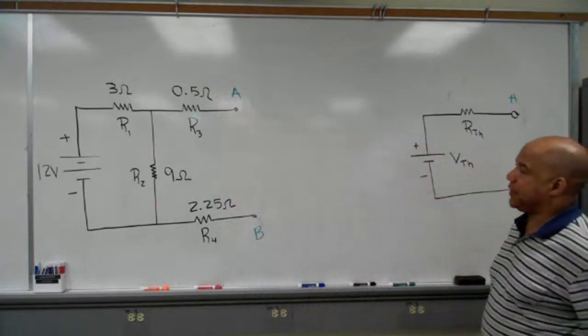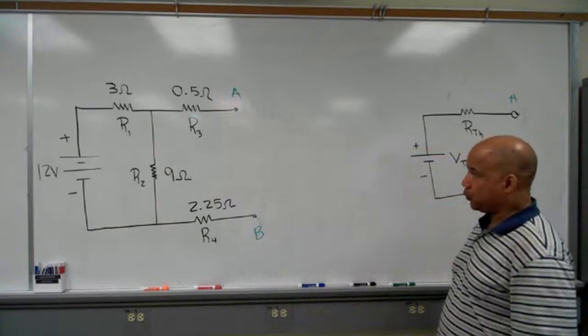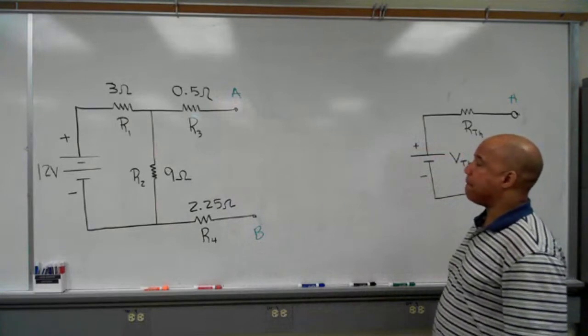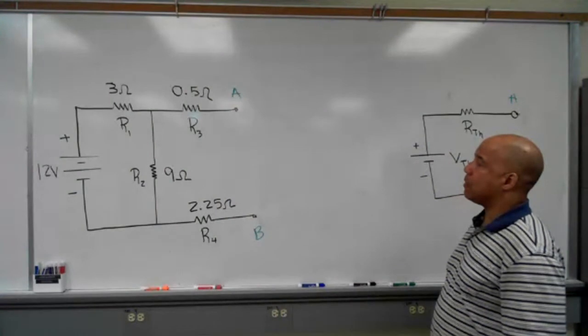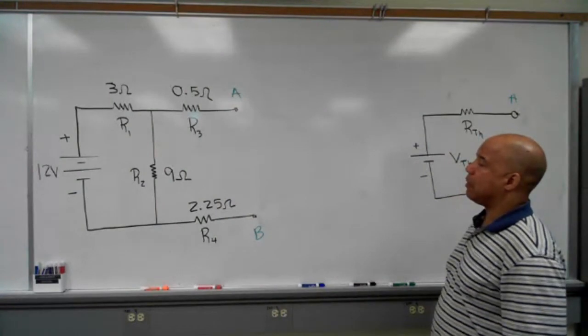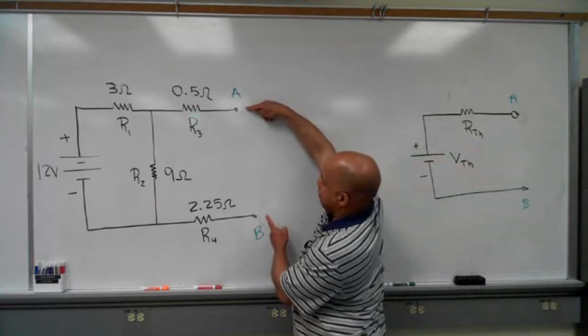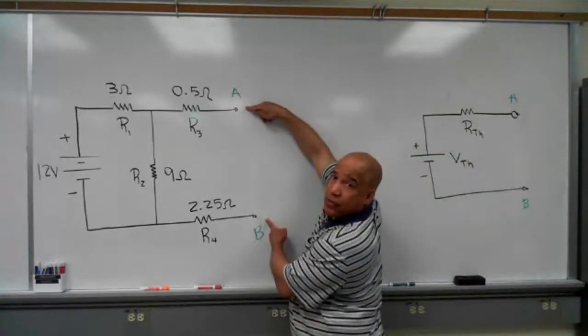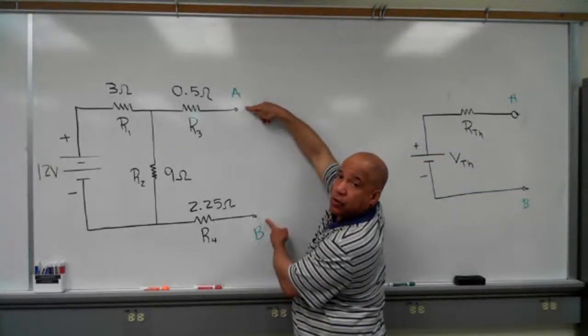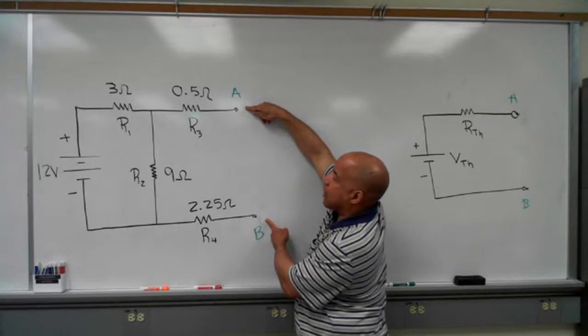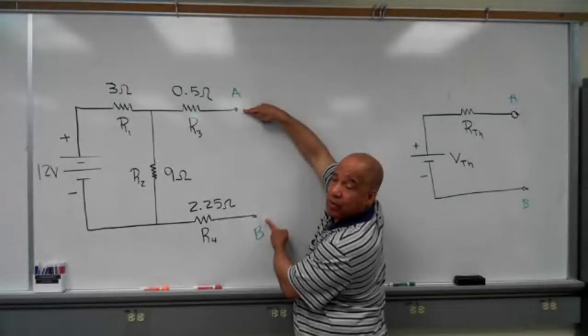And now I want to find VTH. If I connect up between terminals A and B, which resistor or resistors am I across? R2. Exactly. Can everyone see that we're across R2?